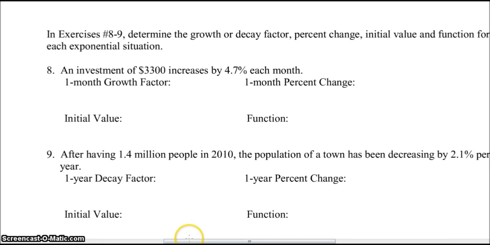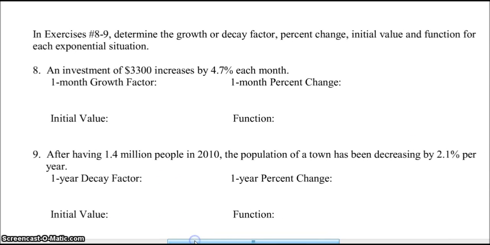In exercises 8 and 9, determine the growth or decay factor, percent change, initial value, and function for each exponential situation. Number 8. An investment of $3,300 increases by 4.7% each month. Okay, if we're increasing by 4.7% each month, the percent change is 4.7%. That's the 1 month percent change.